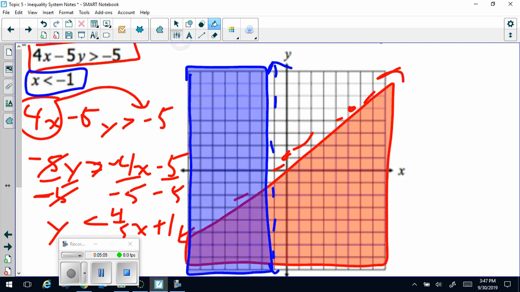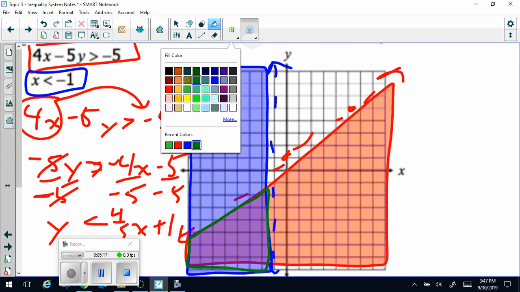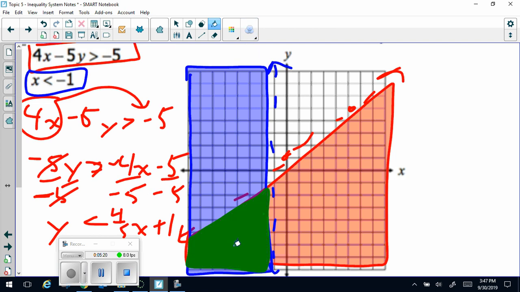So the overlap would be this area right in here, which would be that. So anything that falls in that area is our solution.